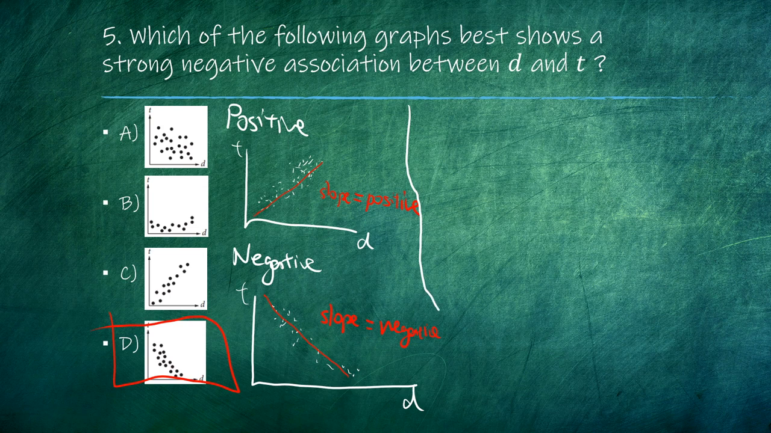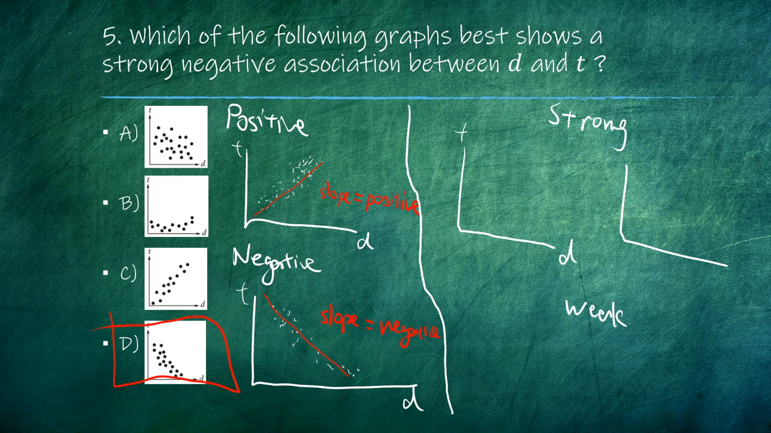And if you want to know how strong the association is, we can have a strong association and a weak association. A strong association simply means that the points here are more closely aligned to the center line. Because what this is saying is that if we know a value of D, we can more surely predict what the value of T is, because it's very closely aligned with this straight line in the middle. And in this case, this is a strong positive association.